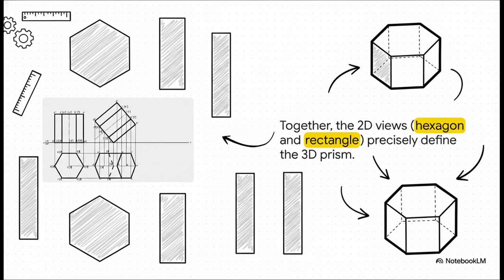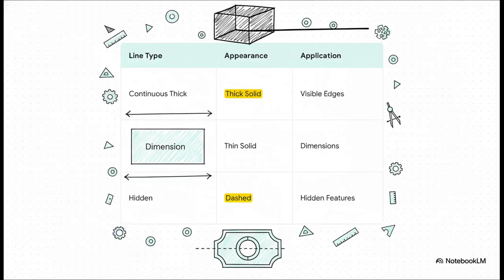And here's what that looks like in practice. You get two simple, flat drawings. The top view shows a hexagon and the front view shows a rectangle. Now, either one of these by itself isn't enough information, right? But put them together and they describe that 3D hexagonal shape with total clarity. No guesswork.